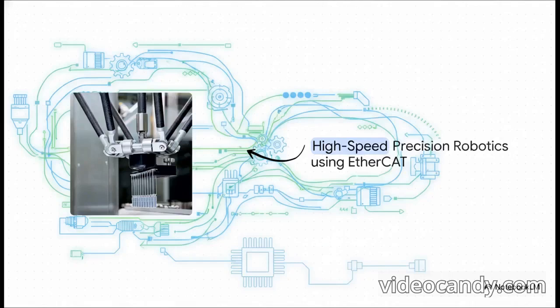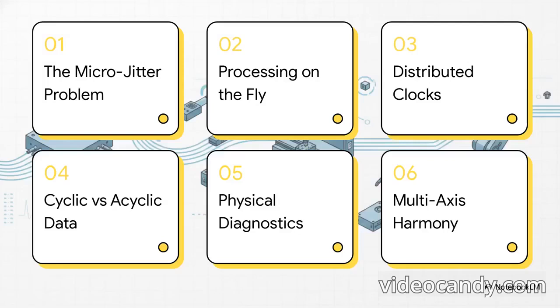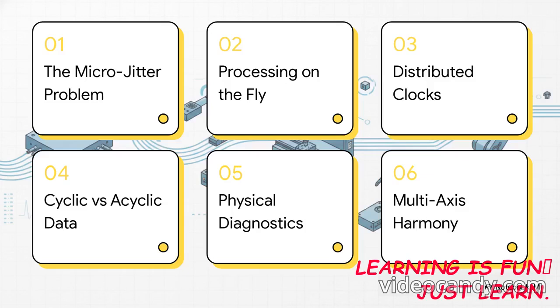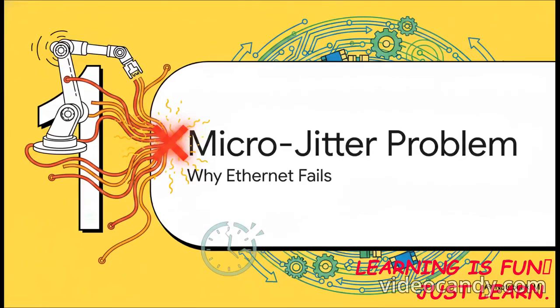Today, we're diving deep into the digital architecture of real-time communication. We'll be exploring industrial Ethernet mastery, and you'll see exactly how real-time determinism completely transforms motion control. Here's our roadmap for today. We're going to cover the microjitter problem, the functional principle of processing on the fly, distributed clocks, cyclic versus acyclic data, physical diagnostics, and finally how all of this creates perfect multi-axis harmony. All right, let's just jump right into it.